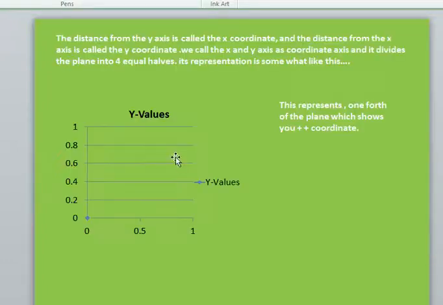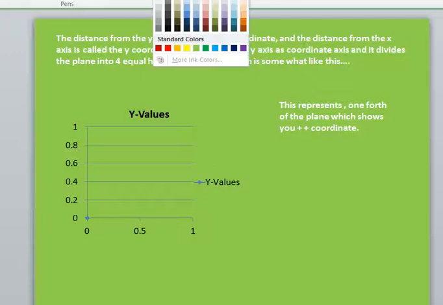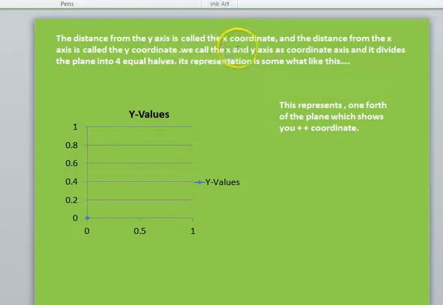Today we're going to look at coordinate geometry: point plotting, distance formula, section formula, and area of a triangle. The distance from the y-axis is called the x-coordinate and the distance from the x-axis is called the y-coordinate. We call the x and y axes the coordinate axes, as they divide the plane into four equal halves. Its representation is somewhat like this.